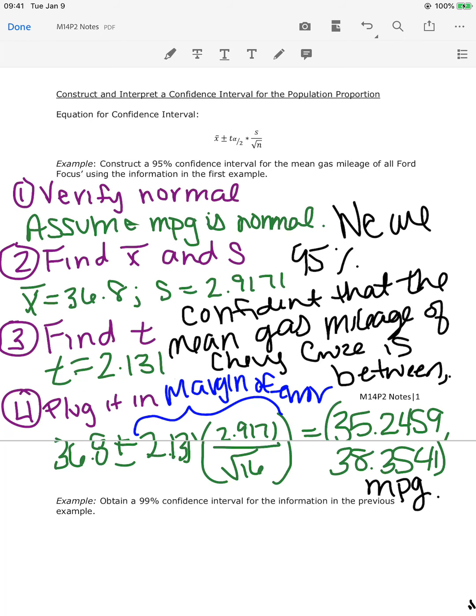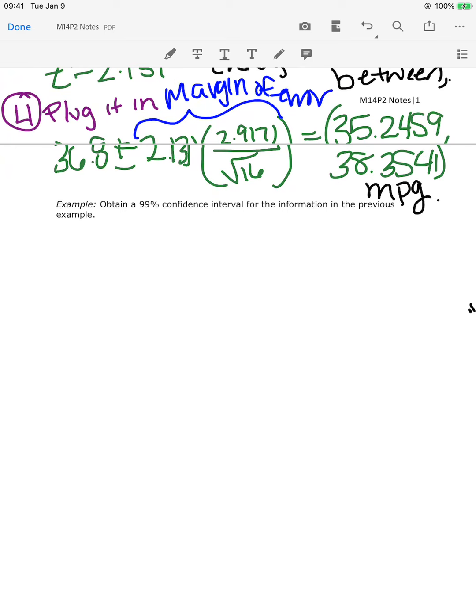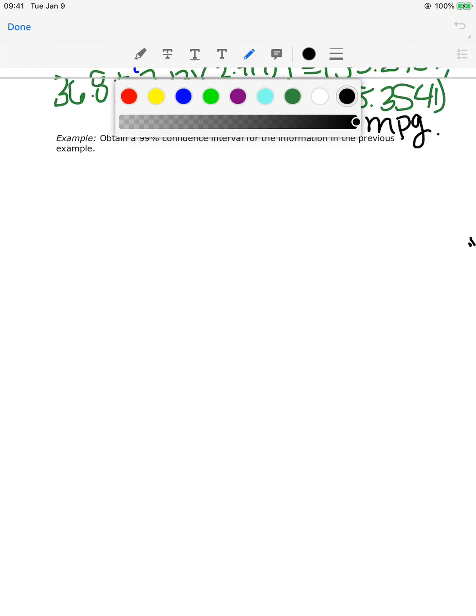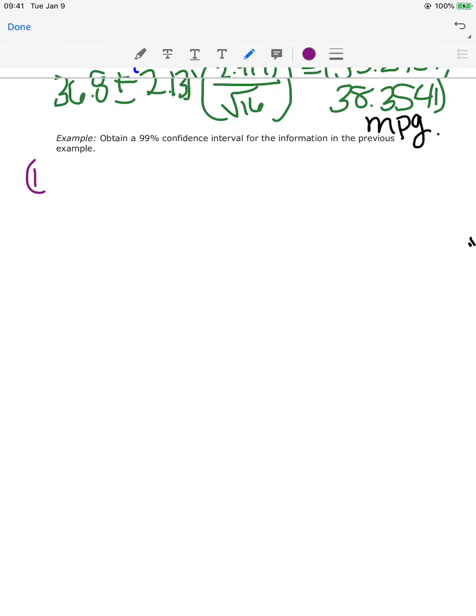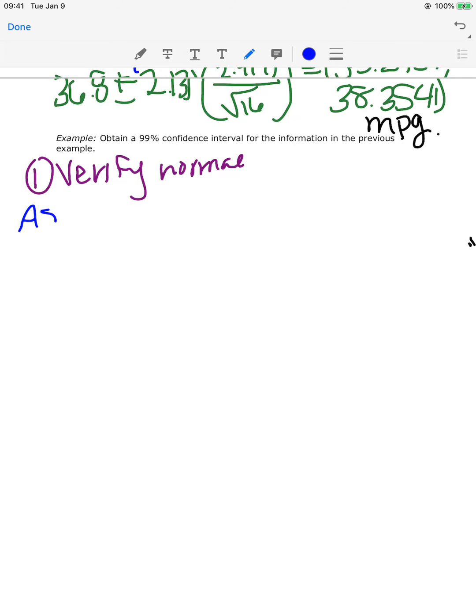All right, so let's go ahead and do one more. We'll do a 99% confidence interval for the same information. So again, step 1 will be to verify normality. I have a lot more room for this one. And again, we're just going to assume it's normal so that we can do the example.